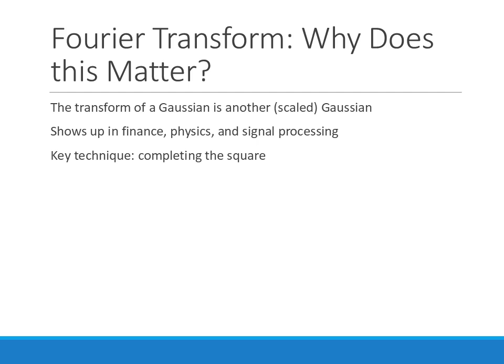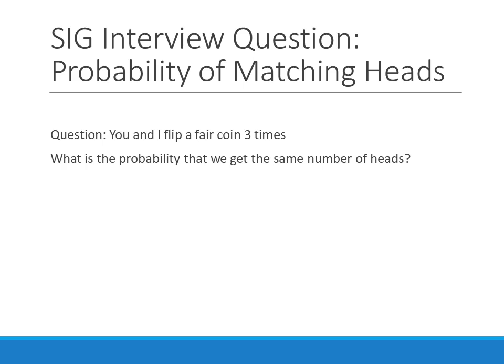The Fourier transform of a Gaussian is just another Gaussian, up to scaling. This self-similarity is why Gaussians are so fundamental in probability and signal work. No matter how you transform them, the form remains. Techniques like completing the square are powerful tools for integrals you see in quant interviews.